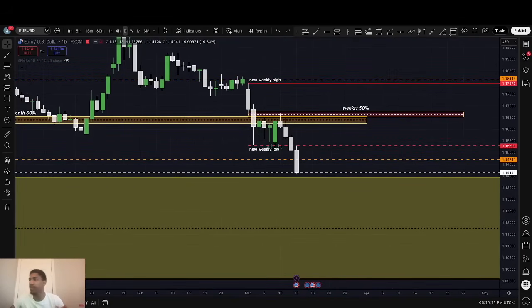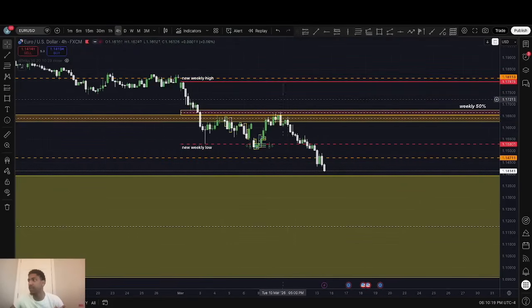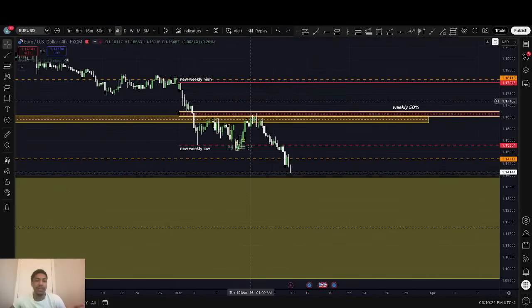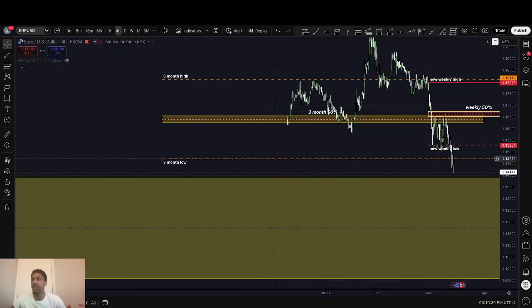I'll bring this up for you guys in a second, but basically, we're just trading the weekly ranges. Weekly ranges paired with monthly ranges, the higher time frame. Right? So we saw this rejection on Tuesday afternoon going into Wednesday. Guess what I did? I shorted going towards the weekly low and back to the 3-month low.